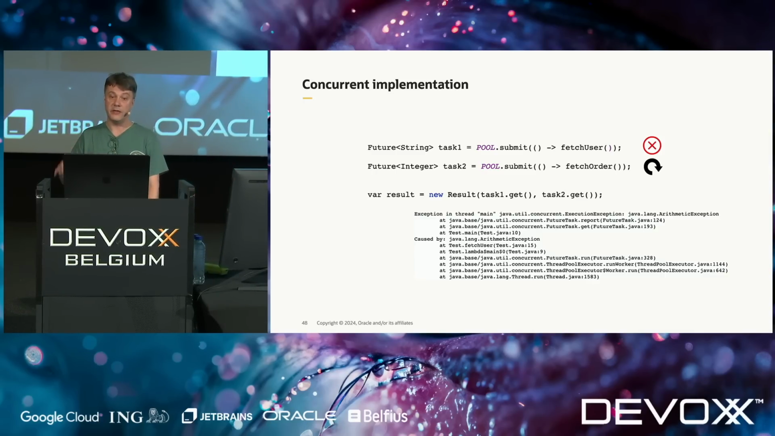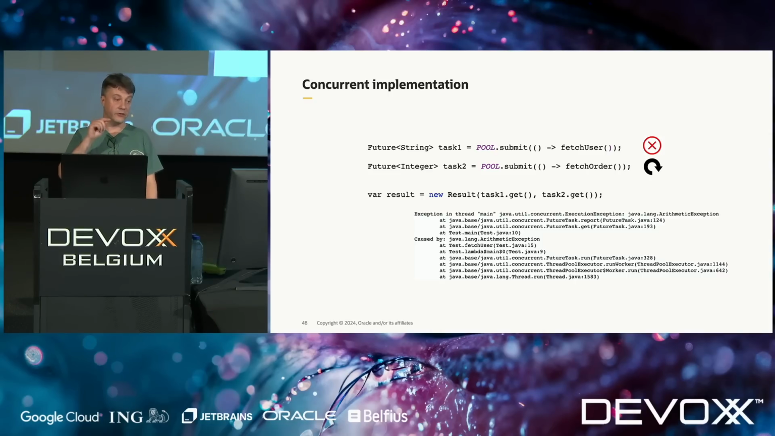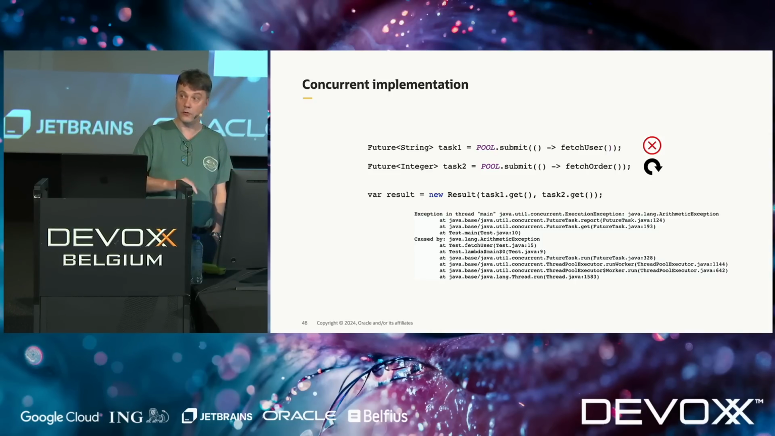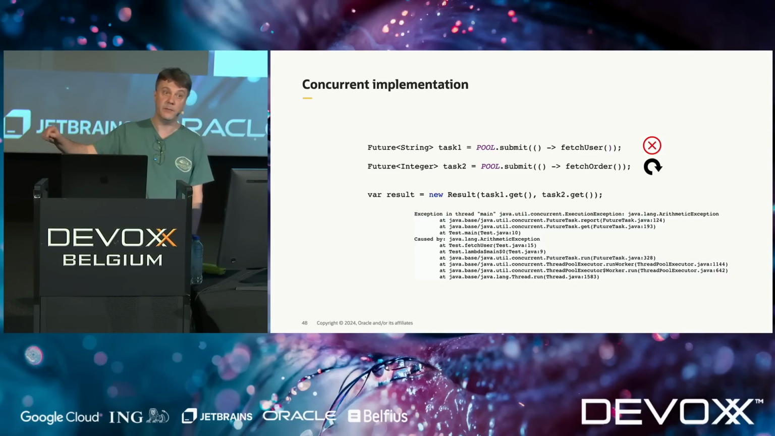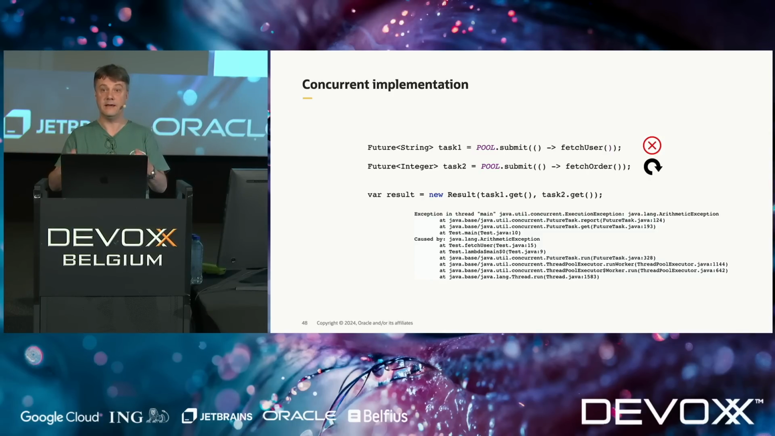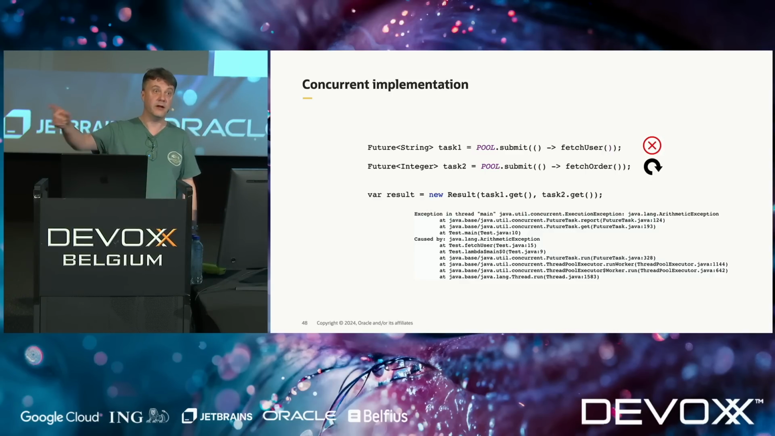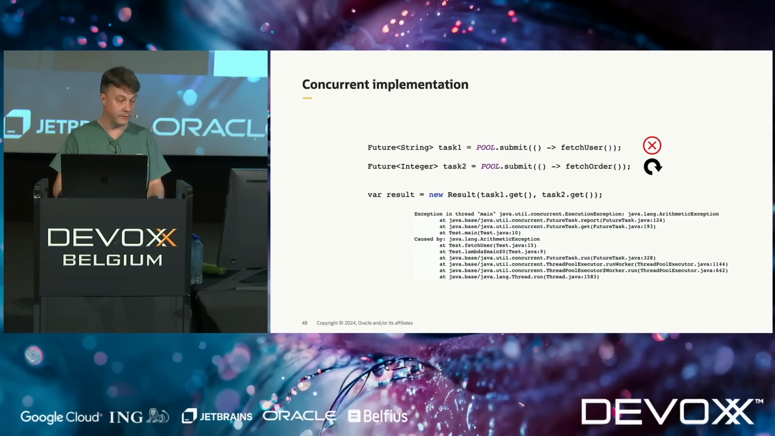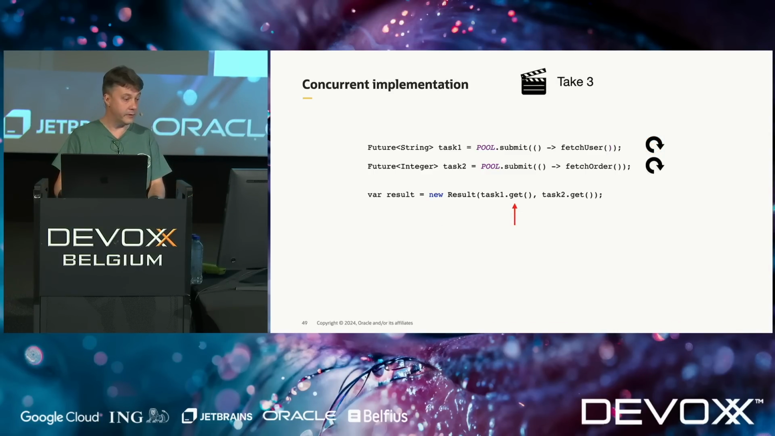But the interesting thing here is that the thread that's executing fetch order is still running in the background. I've got a leak here. This thing might consume this thread in the pool for a certain amount of time. This is a little bit annoying. So my method here is failing with an exception, but I've gone and left a task running on the thread pool. So this isn't great. So let's go and run this again.